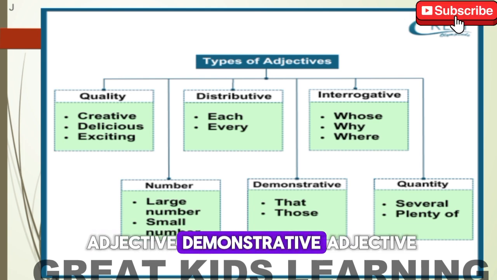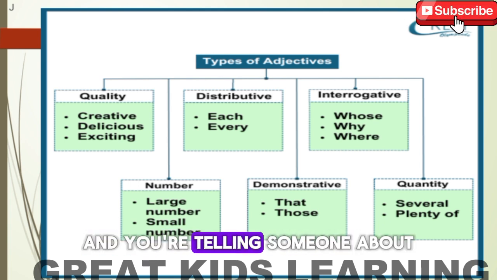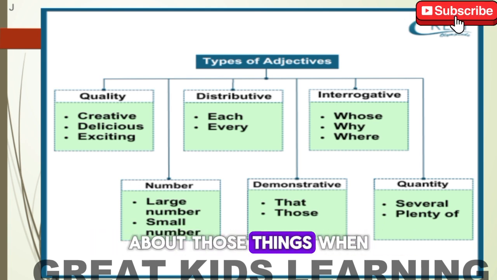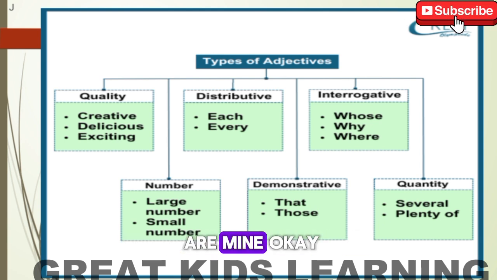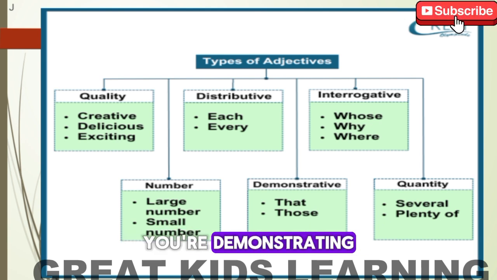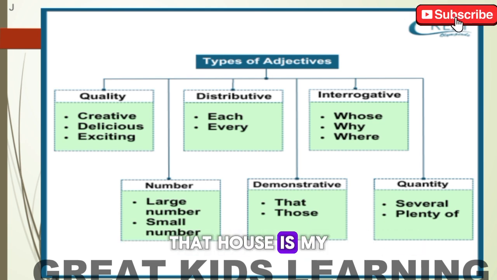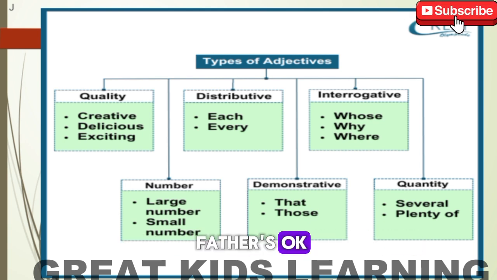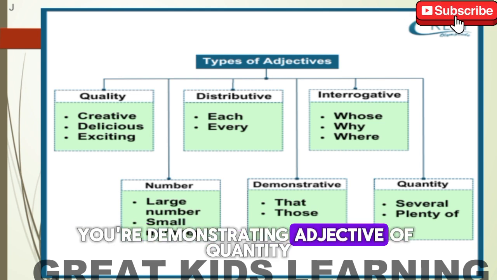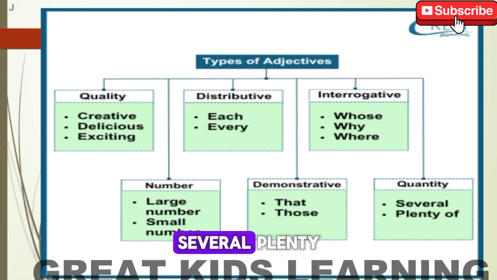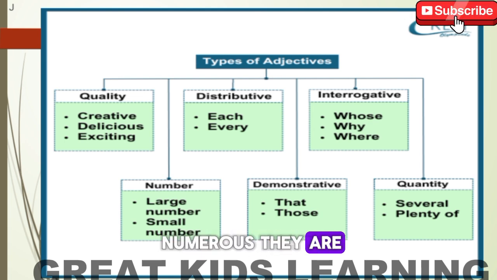and that is an adjective. Demonstrative adjective. When you are pointing to a particular thing and you are telling someone about those things. When you say, for instance, those books are mine, okay? You are demonstrating, you are pointing at a particular thing. That house is my father's, okay? That bag belongs to me. You are demonstrating. Adjective of quantity, several, plenty. It tells us how numerous they are.